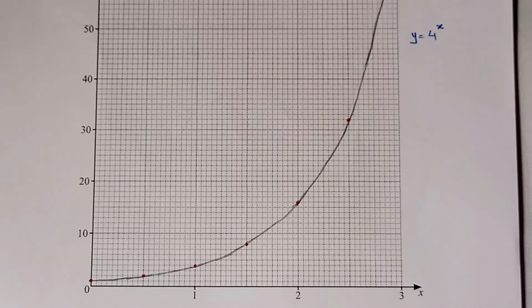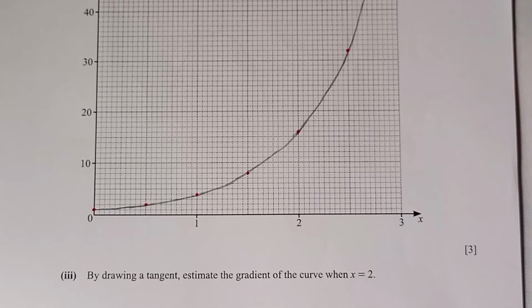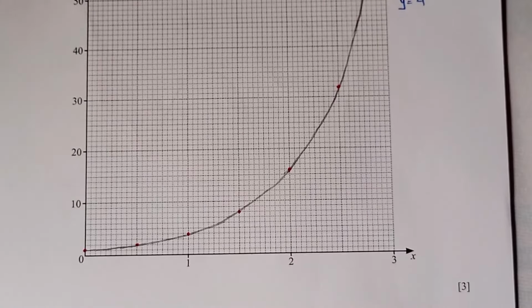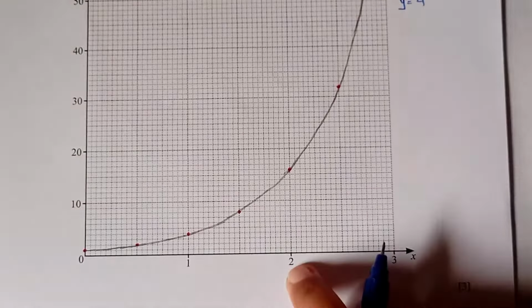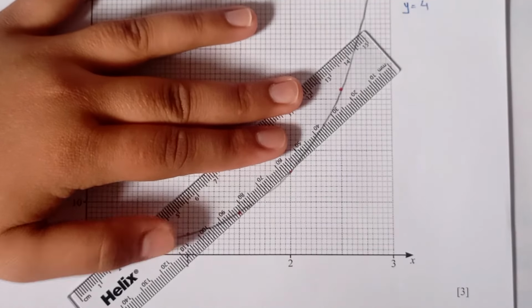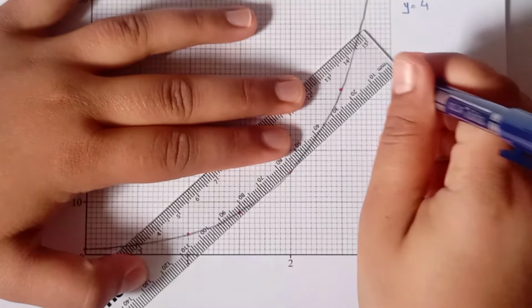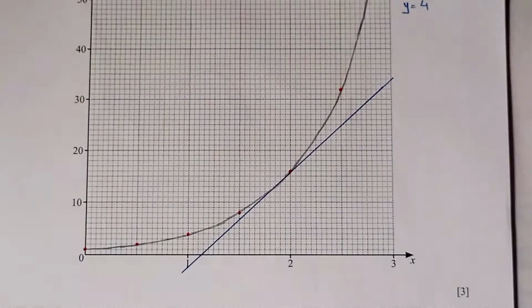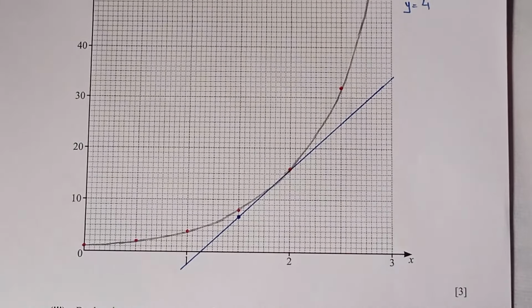Now for the third part, by drawing a tangent, estimate the gradient of the curve when x is equal to 2. So here is x equals 2. We can draw the tangent at x equals 2. A tangent is just a straight line that passes through the point 2. So this is a tangent at x equals 2. Let me take 2 points on this line to find the gradient.